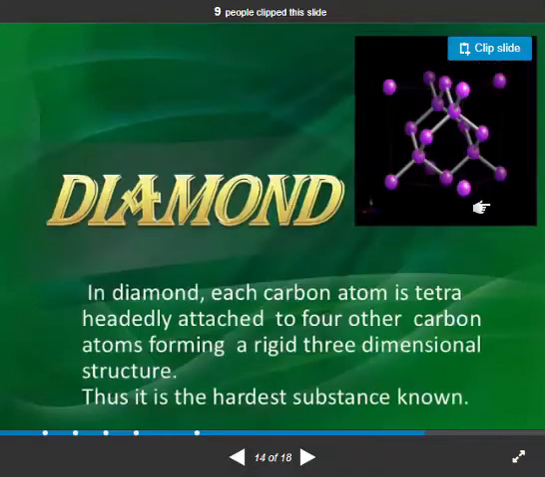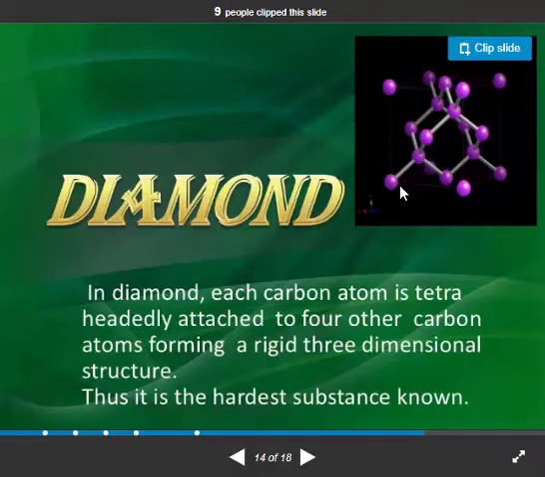Then we have the diamond. The diamond, of course, is the hardest known substance. The diamond contains an enormous number of carbon atoms that form an extremely strong tetrahedral network. What is a tetrahedral network? It means that each atom has 4 bonds, 1, 2, 3, and 4, as you can see them. Here they are. These are the 4 bonds that are formed around each of the carbon atoms in diamond.